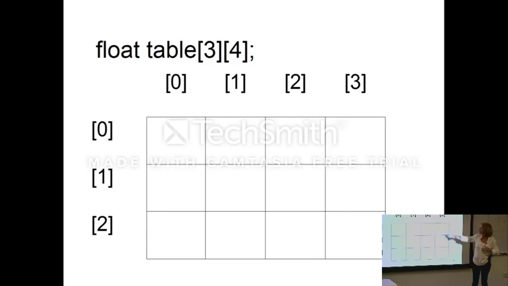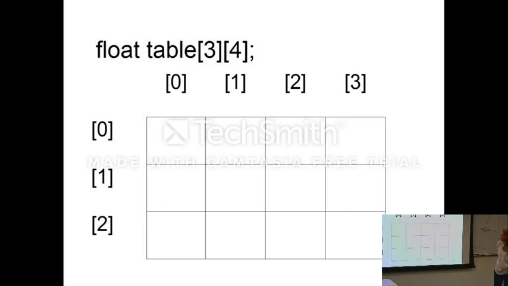So now this is not what it looks like in memory. In memory, it's stored as what we call row major order, which means that 0, 0 is stored first, then 0, 1, 0, 2, and 0, 3 are stored. So it's linear in memory, obviously.